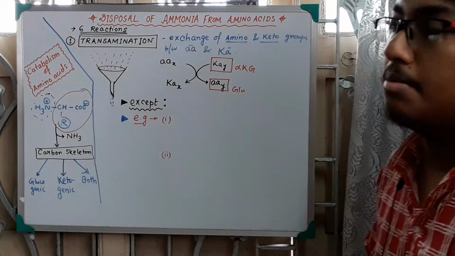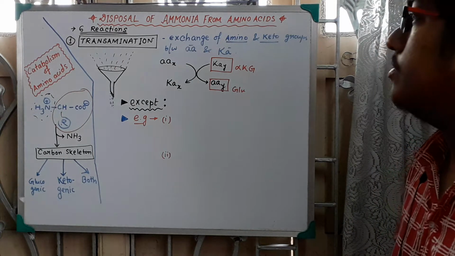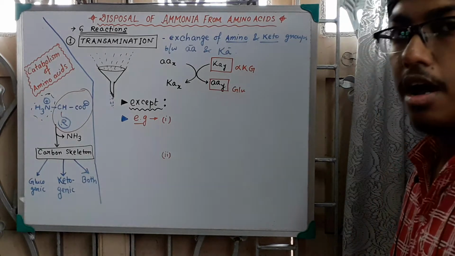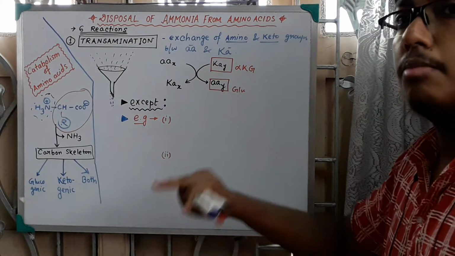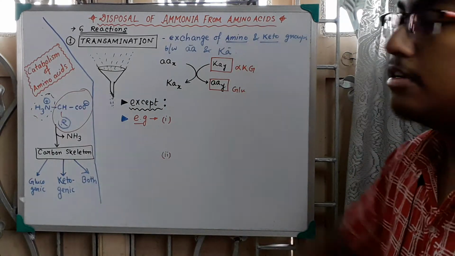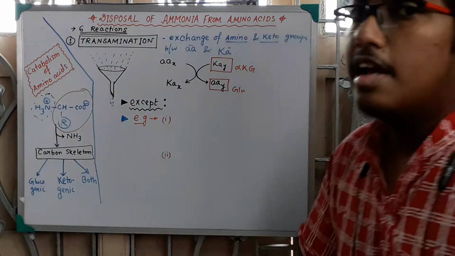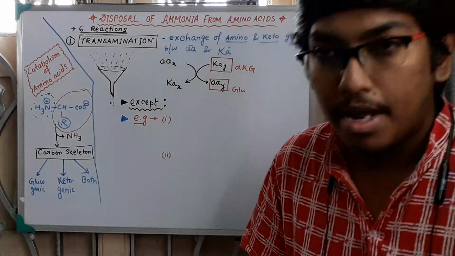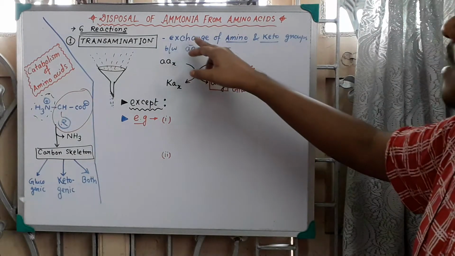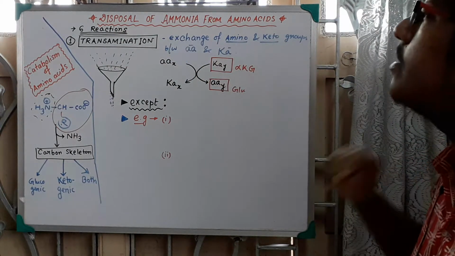Just look at the name, transamination. It means something transfer related. The amino group will be transferred to some other compound, and from that other compound another group will be added to the amino position of the amino acid. This reaction occurs between an amino acid and a keto acid. That is the exchange of amino and keto groups between the amino acid and the keto acid.